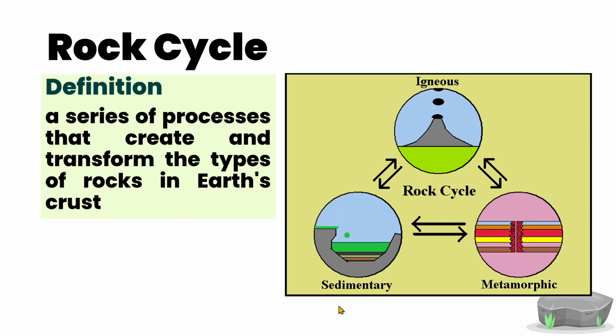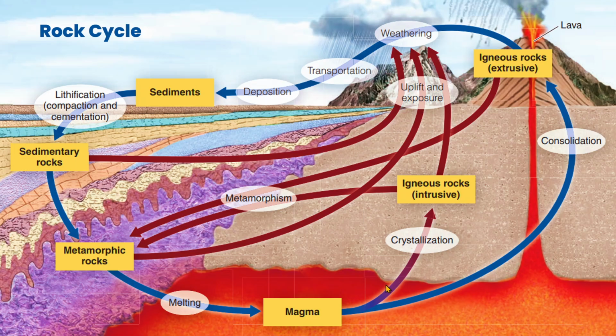The rock cycle is a series of processes that create and transform the types of rocks in Earth's crust. So we can see here rocks like igneous transforming into metamorphic, and metamorphic into sedimentary, sedimentary into igneous, and vice versa. There are many processes involved in the rock cycle. For example, the terms in white circles or ellipses show the process of transformation from one rock to another rock.